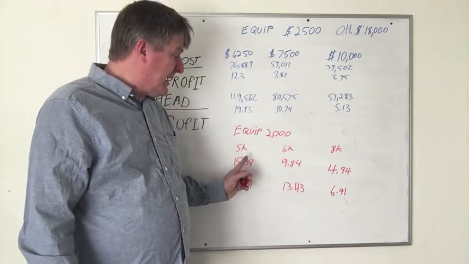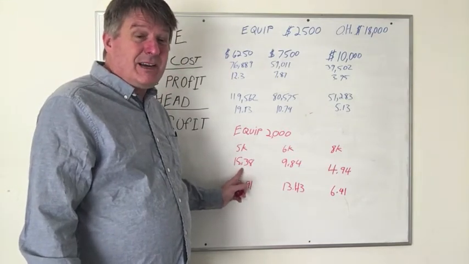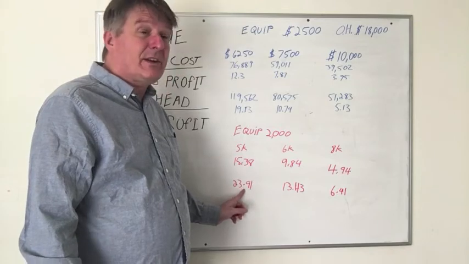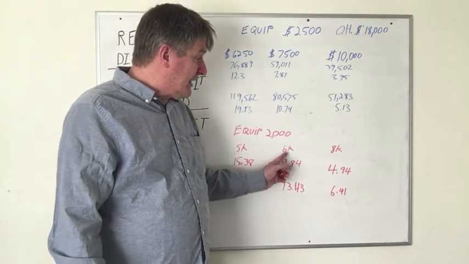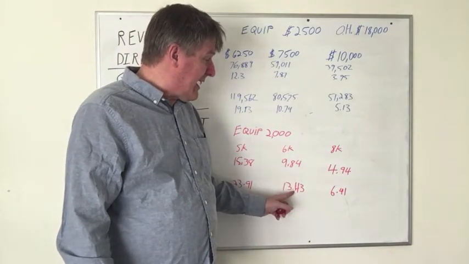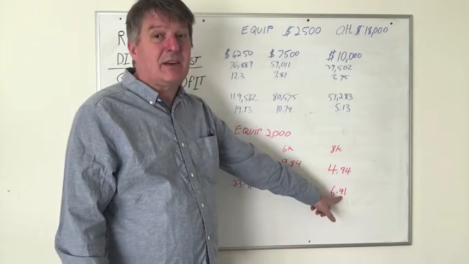So if I'm selling for 5, I've got to sell 15 units to break even. I've got to sell 24 units to make 10% net at 5K. Over here, at 6, I've got to sell 13 and a half, call it 14 units. Over here, I've got to sell 6 and a half, call it 7.